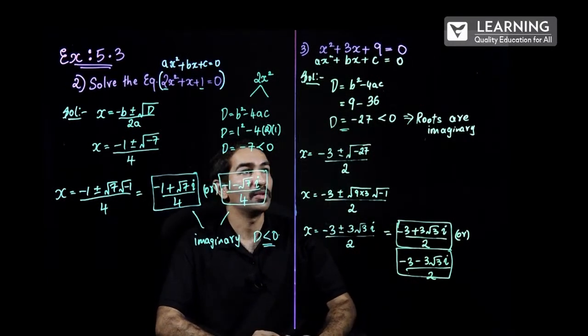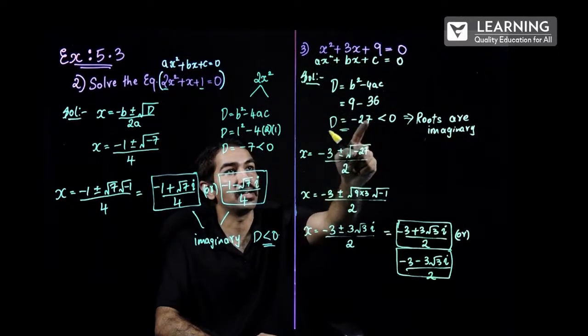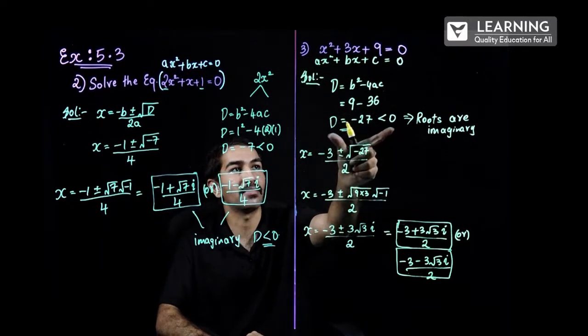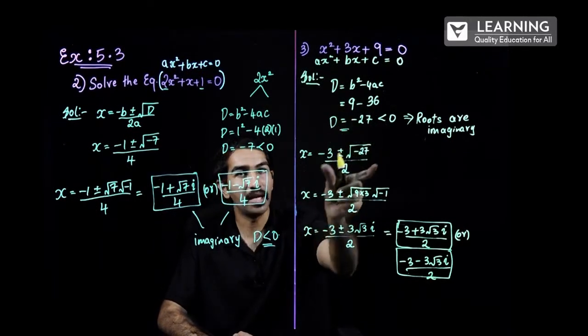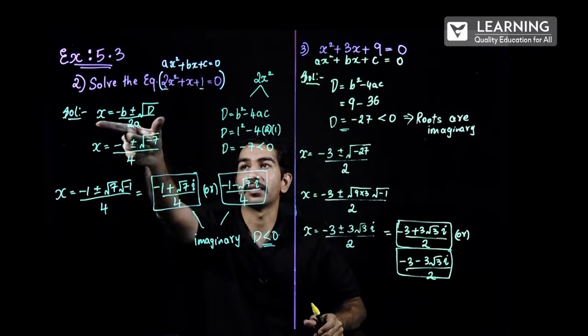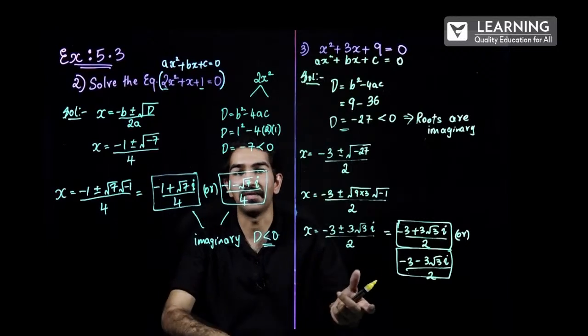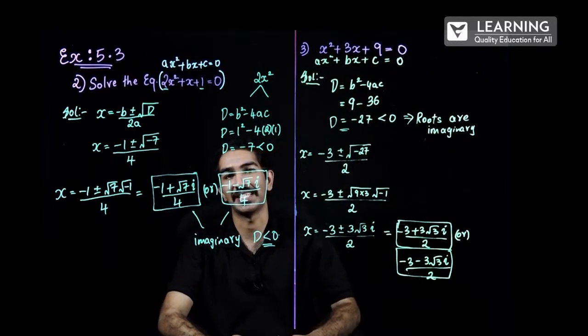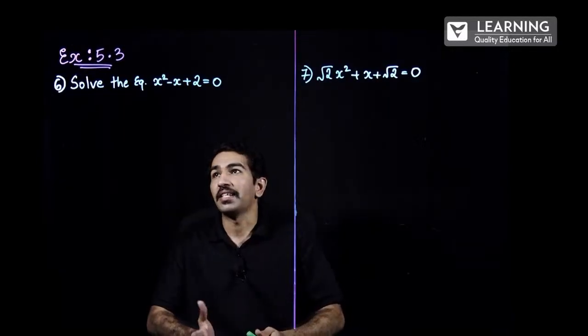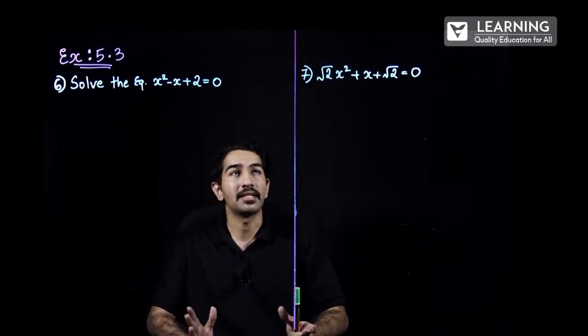Understood? So you have to know the discriminant. If it is lesser than 0, roots are imaginary. This is the first thing which you have to know. Apart from that, you have to know this formula, students. If you know these both things, then the rest of the things are just substitution and simplification. Alright, moving on to the next question, the next important questions, question number 6 and question number 7.